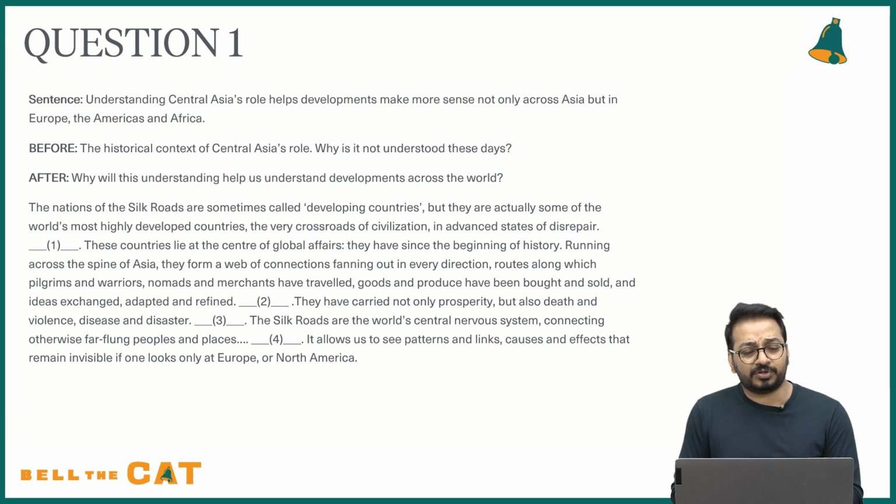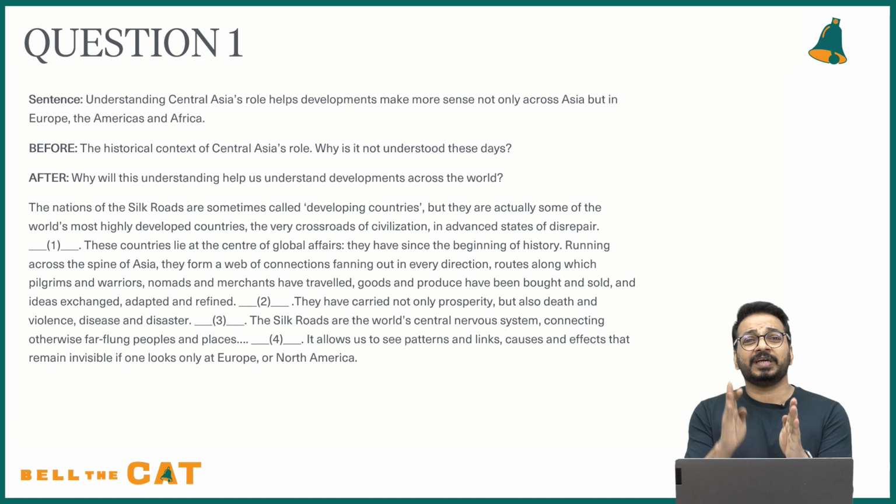If you look at what comes after option 4, it says, "It allows us to see patterns and links, causes and effects that remain invisible if one looks only at Europe or North America." We're looking at why this understanding helps us. This is the after part. So the after part is clearly coming after option 4. And there is another crucial reason why option 4 is the right answer.